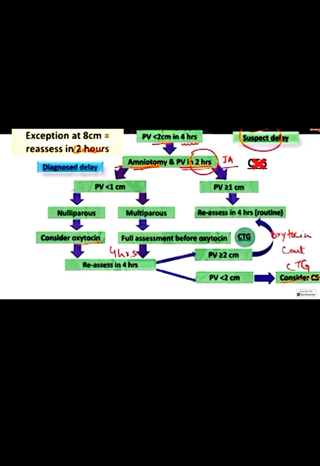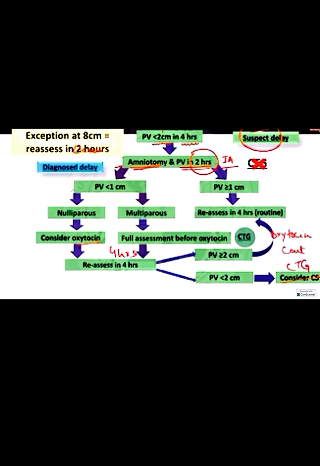So this is the stepwise approach, and from an exam point of view, you have to read the stem very carefully, whether they have given you a suspected delay or a diagnosed delay. The management is different for both. In suspected delay, if amniotomy has not been done, you will do amniotomy, or if membranes are already ruptured, then you choose PV in 2 hours.